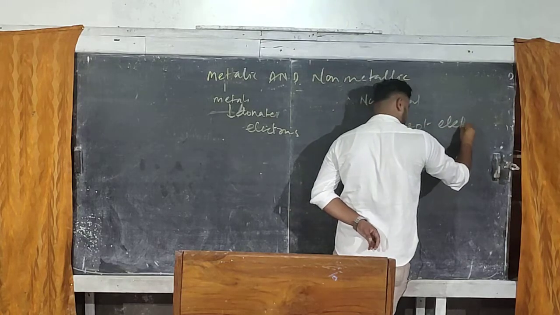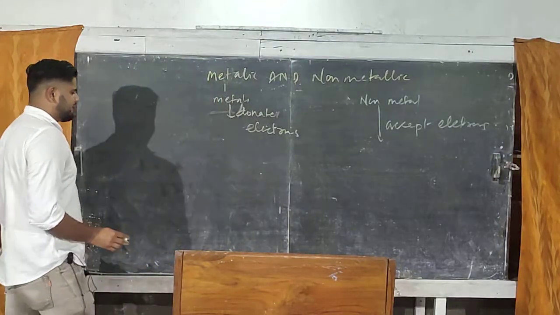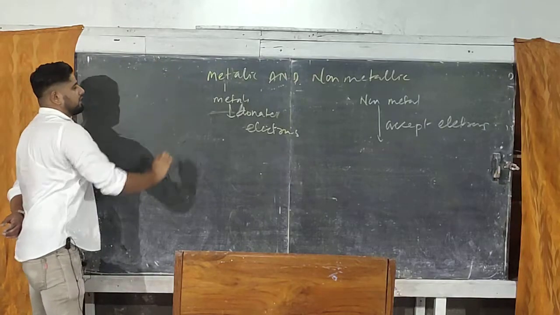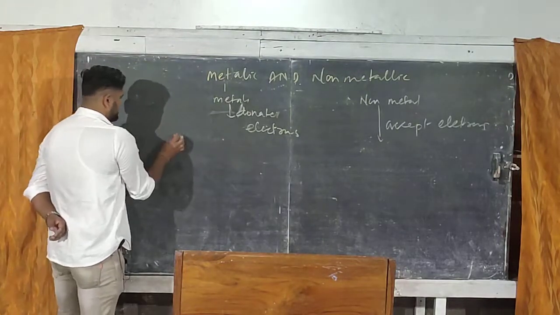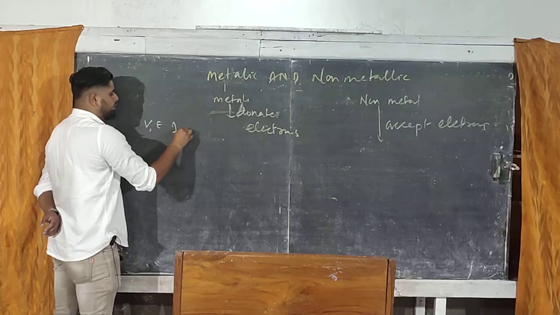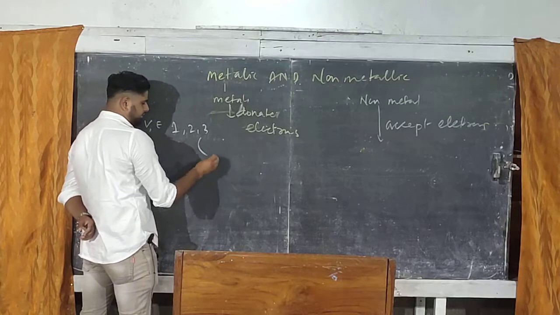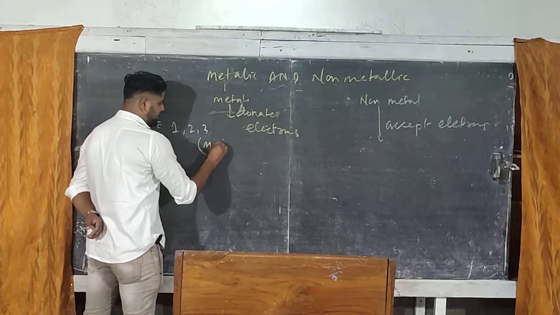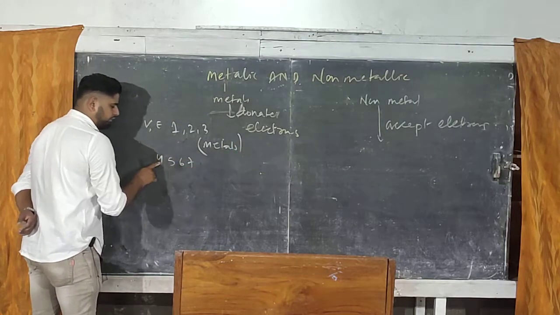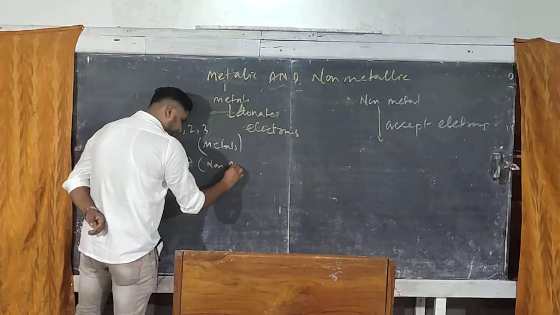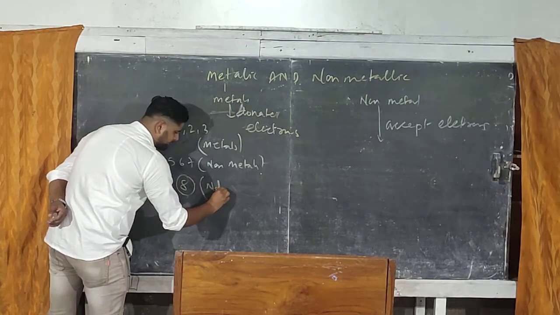accept electrons. Okay, got it? So I'll give you a simple idea to check whether the given element is metal or non-metal. If valence electron is 1, 2 and 3, you can consider this element as metal, and with 4, 5, 6, 7 you can call it non-metal, and if valence electron is 8, then it is called noble gas or inert gas.